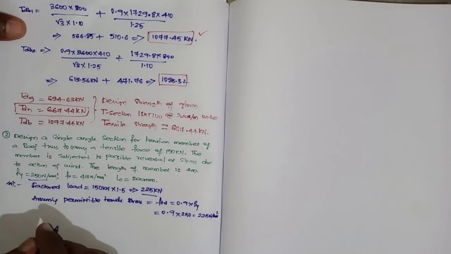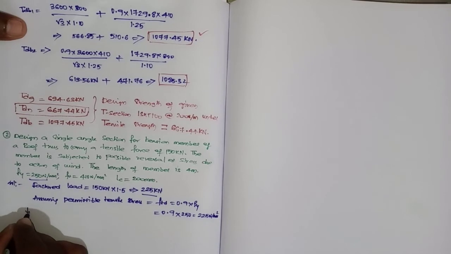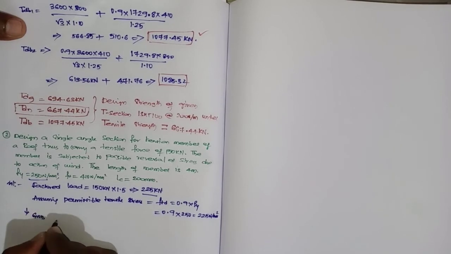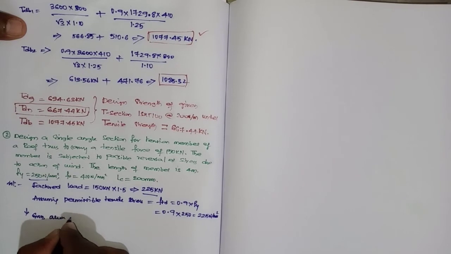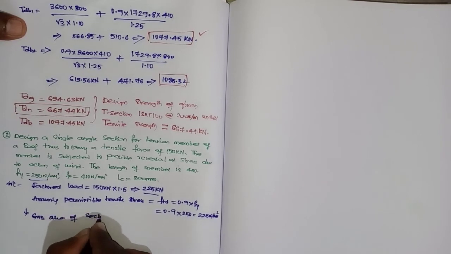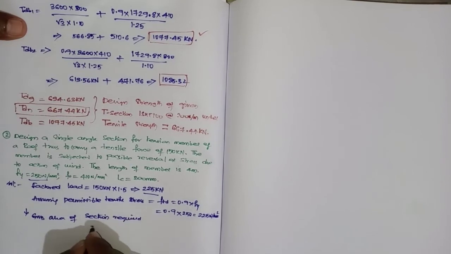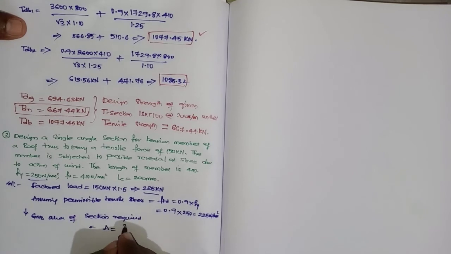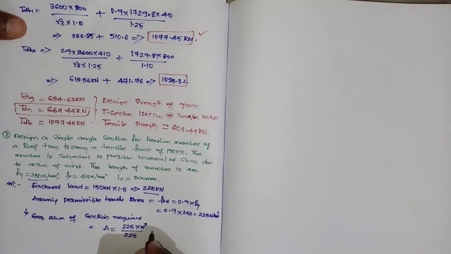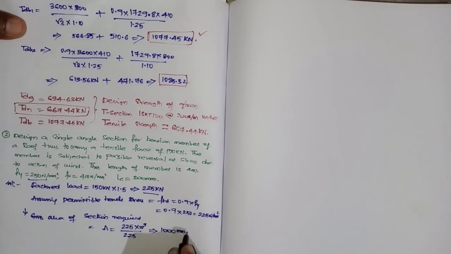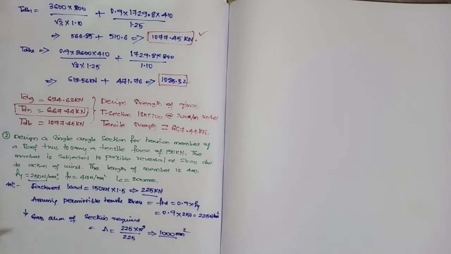Now the gross area of section required. How much? A equals 225 kilonewtons, if I multiply with 10 power 3 it will be newtons, divided by stress. So it is around 1000 mm square. This much area is required.